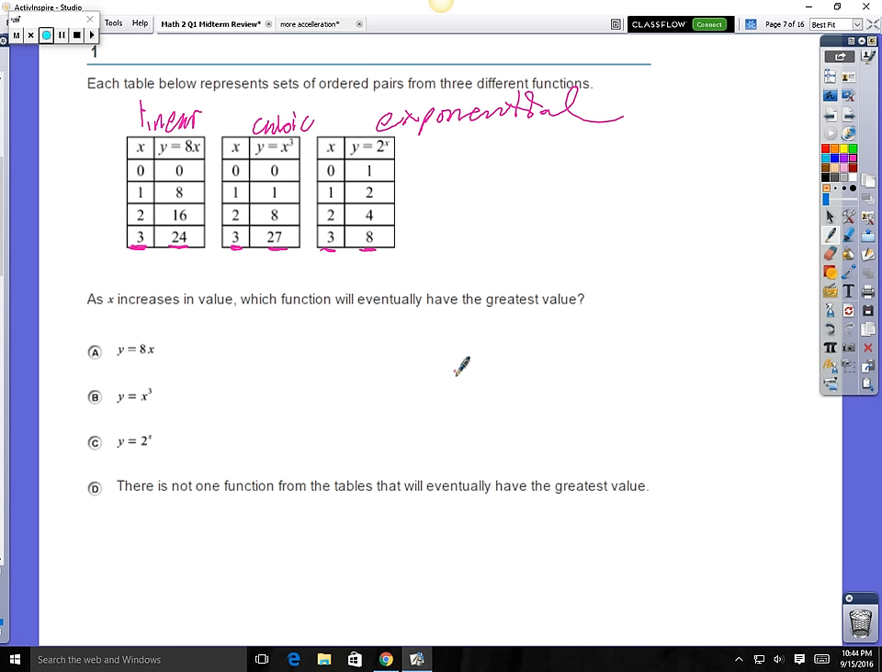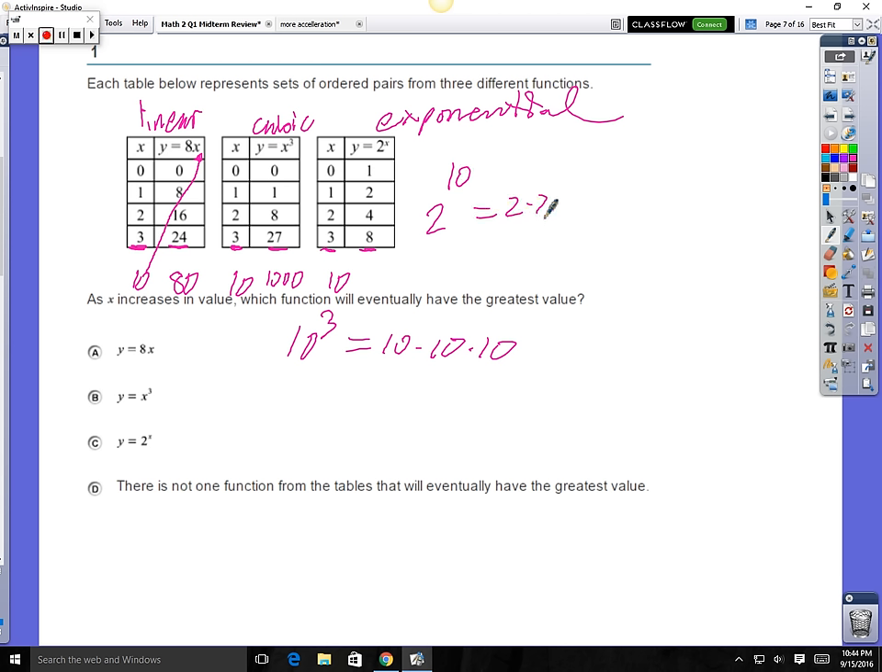So this one was the smallest. Okay, now your linear is just adding 8 every time. So if we plug in 10 for this function, let's skip all the way down to 10. If you plug in 10, it's going to spit out 8 times 10, which is 80. If you plug in 10 here, it wants you to do 10 cubed. That's 10 times 10 times 10, which spits out 1,000. If you plug in a 10 here, it wants you to do 2 to the 10.